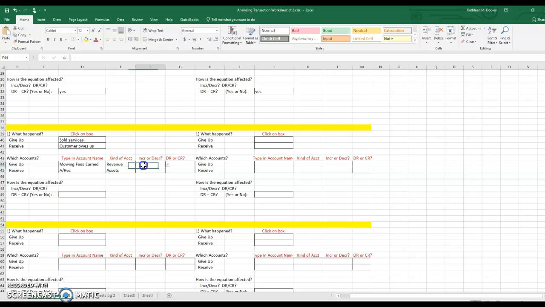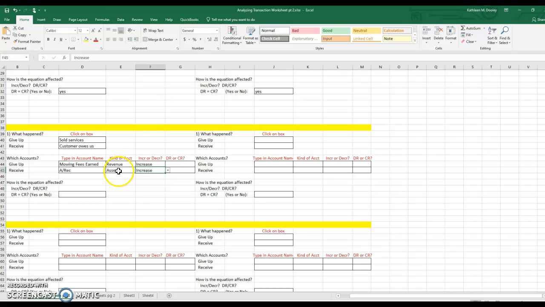Okay? Now we go up to the top. Did we sell more or less services than 5 minutes ago? Well, more. Okay? We just sold some services. So that's an increase. We go back to the top. Do the customers owe us more or less than they did 5 minutes ago? Well, they owe us more. 5 minutes ago, they didn't owe us anything. Now they owe us.